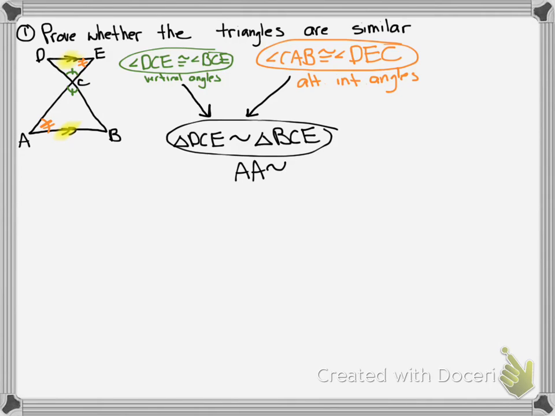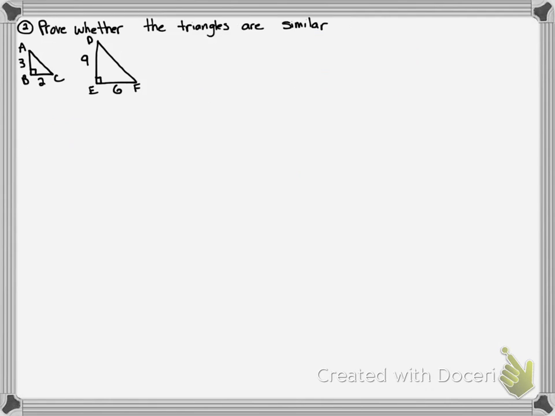So notice I have two angles in my similarity reason. One of them comes from the green bubble. The other one comes from the orange bubble. The number of bubbles you should have depends on which similarity reason you're going to use. Here's problem number 2. Take a second, pause it, see if you can come up with the proof that these triangles are similar.